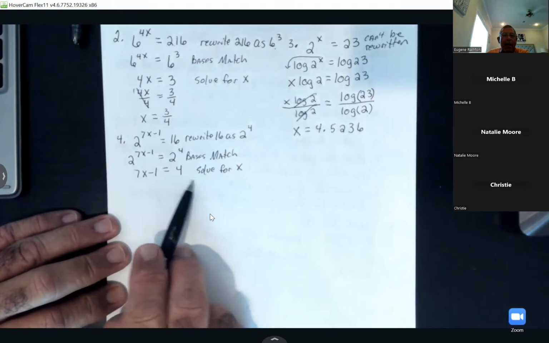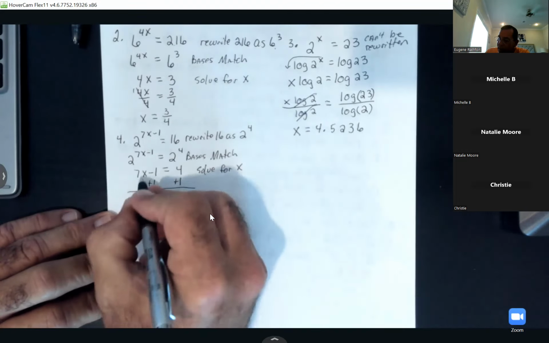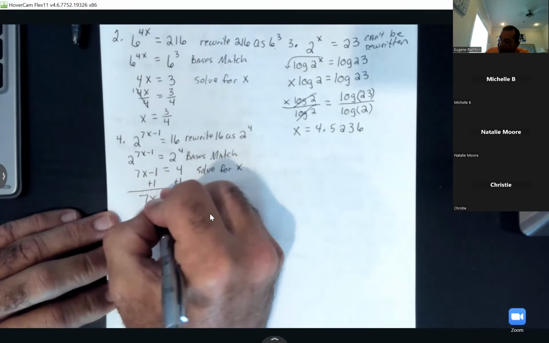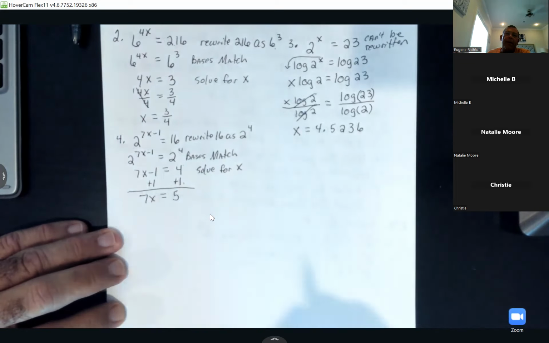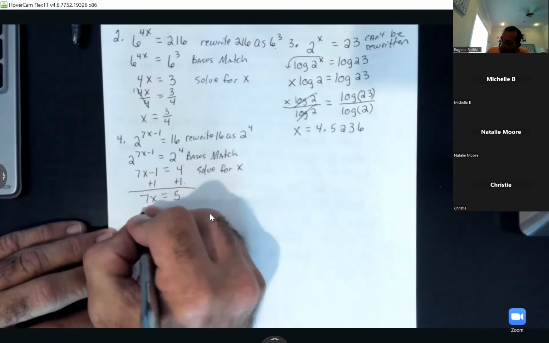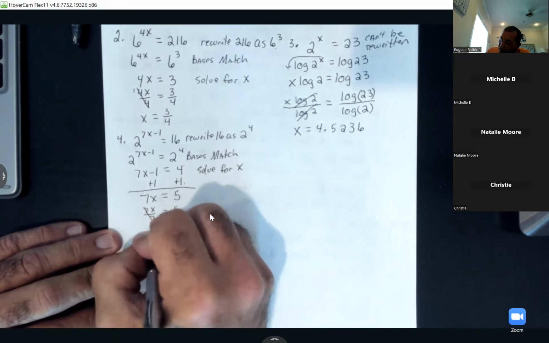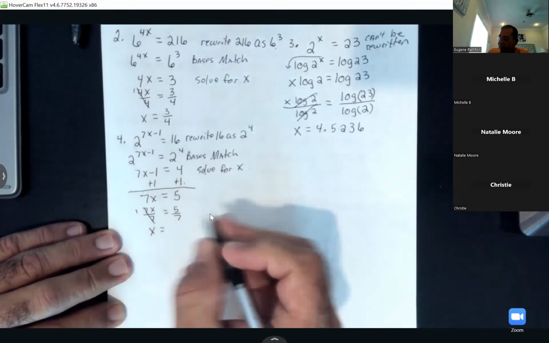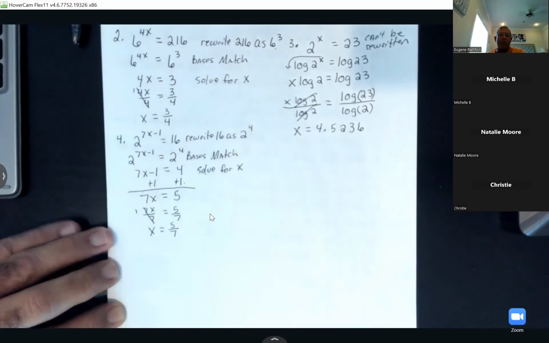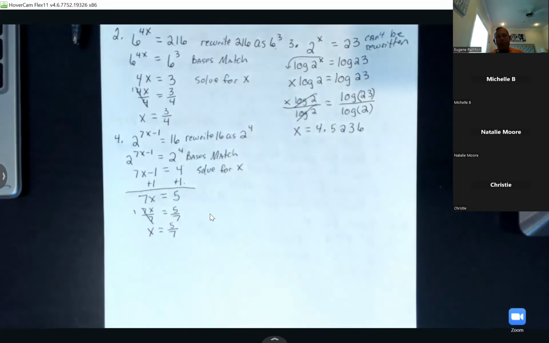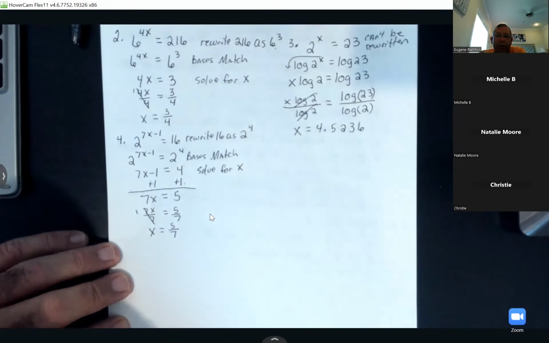All right, so to solve that, we're going to add 1 to both sides. That's going to give us our 7x. That cancels. 4 plus 1 is 5. And y'all, let's divide both sides by 7. So the 7's cancel, giving me a 1x. Y'all, nothing we can do to that. So that's going to stay a 5 over 7. All right, so any questions on these yet?